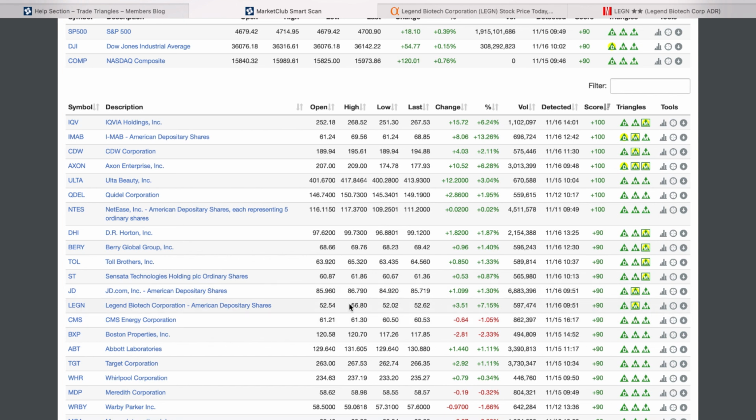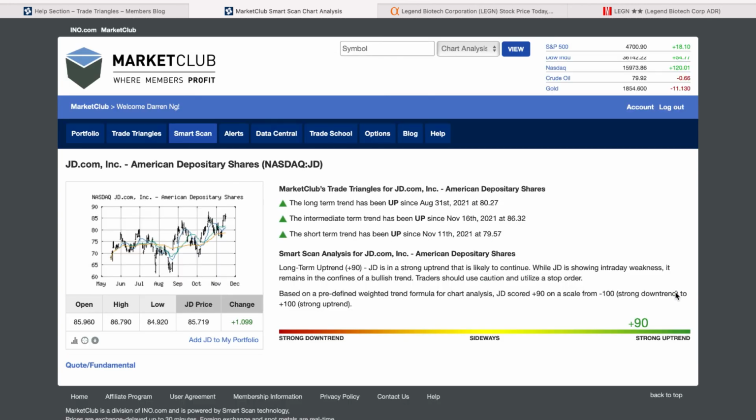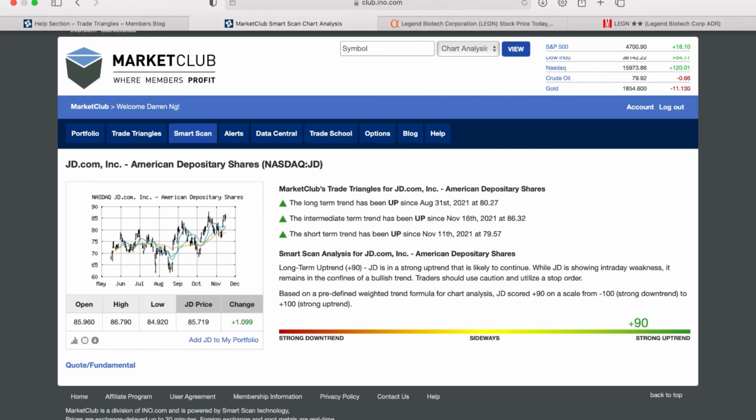Okay, I may be going for it, but let's just take a look at some commentary. JD is in a strong upward trend that is likely to continue, showing some intraday weakness. It remains in the confines of a bullish trend. Okay, it's a plus 90. That's pretty strong, to be honest. I'll be doing this trade later when the market opens.